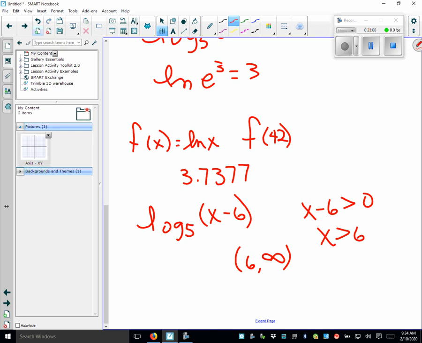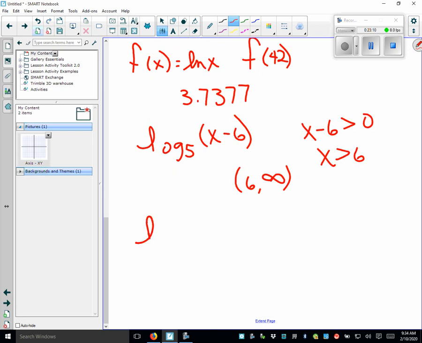Right? So do we just put it in parentheses, greater than 0? Yes. So what if I ask you for log base 8 of x? X has to be greater than what? 0. How do I write that? 0 to infinity?